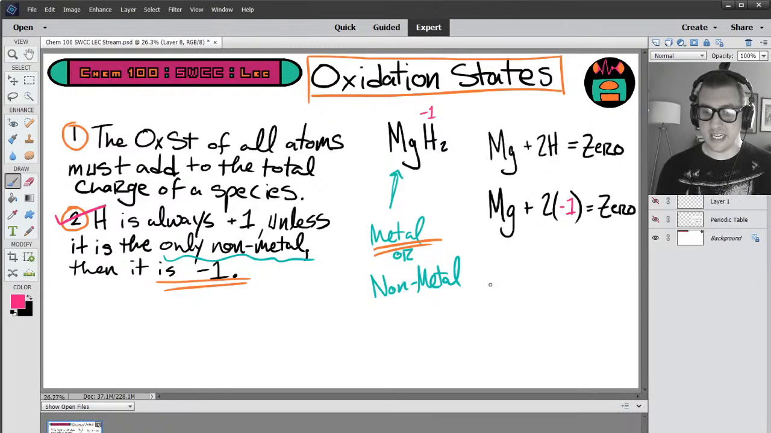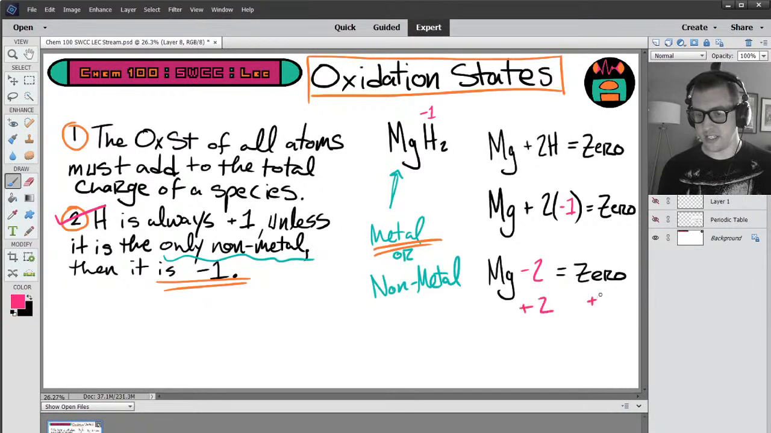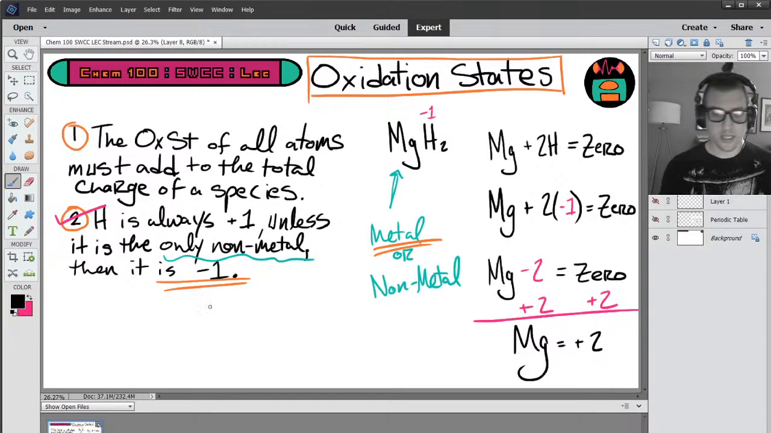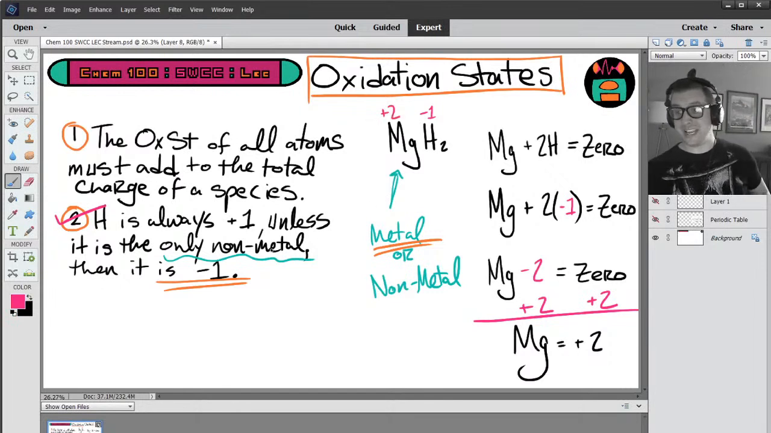So magnesium minus 2 equals 0. So now to solve for magnesium, we add 2 to both sides of this equation. And we get positive 2 as the oxidation state for magnesium in magnesium hydride.